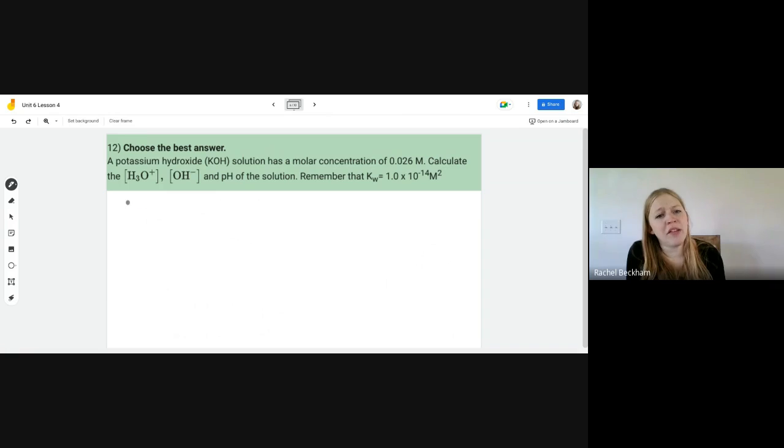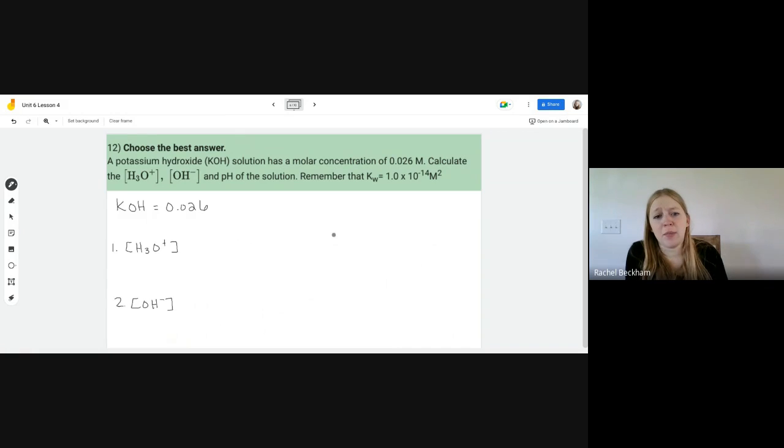A potassium hydroxide solution has a molar concentration of 0.026. Calculate the H3O plus concentration. Calculate the OH minus concentration.